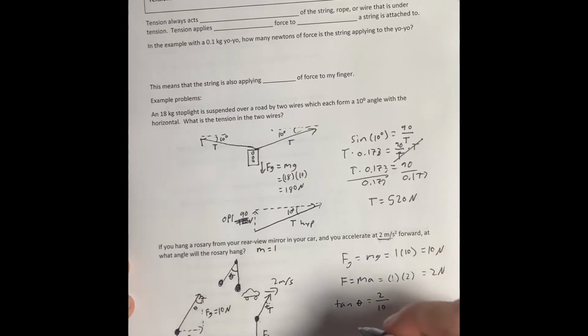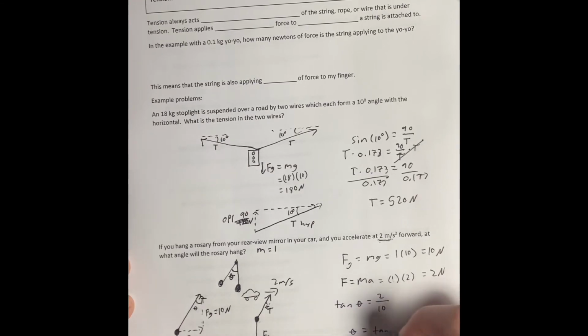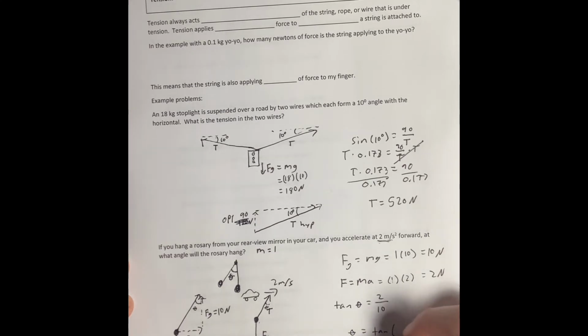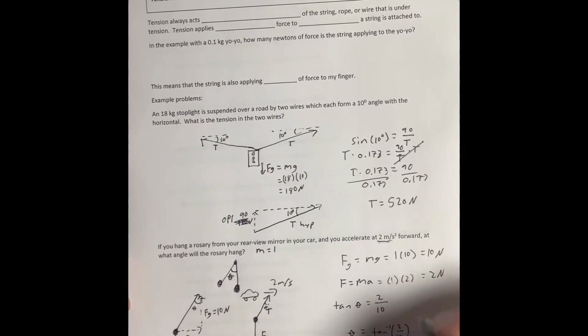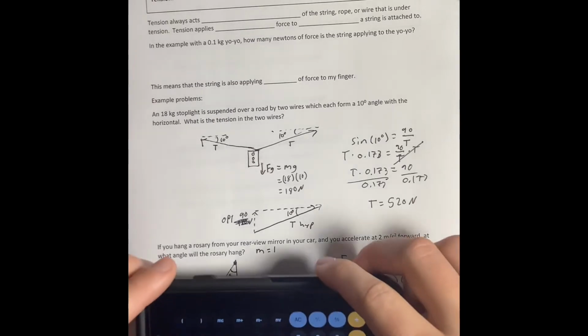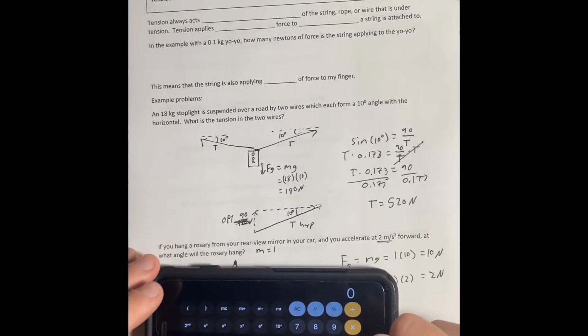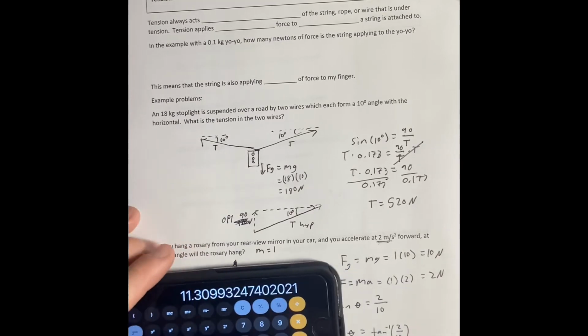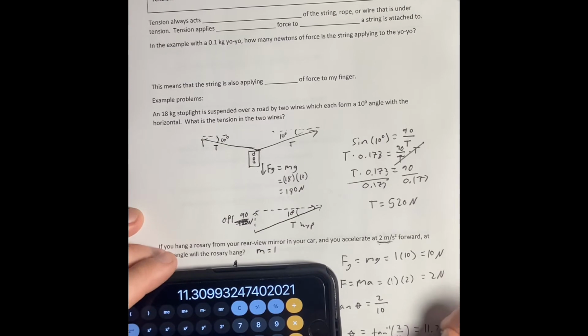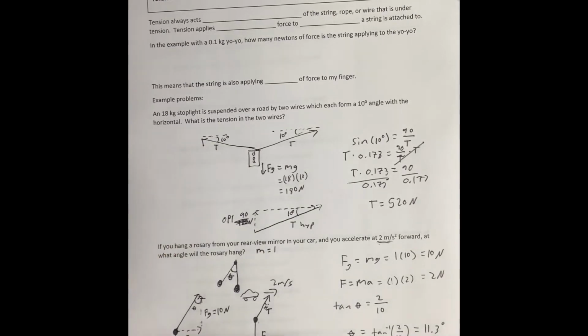I'm going to solve for theta, so I'll take the inverse tangent of both sides. Theta is equal to inverse tangent of 2 over 10, so tangent negative 1 of 2 over 10. I'll try that out in my calculator here. 2 over 10 would be 0.2, and I want to take the inverse tangent of that. I press that button, I get 11.3 degrees. So that will be this angle here. That rosary will hang at an 11.3 degree angle.